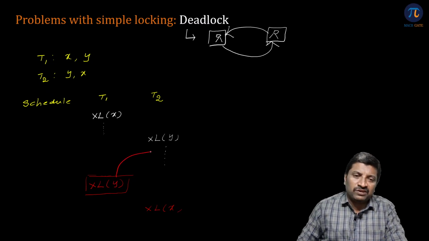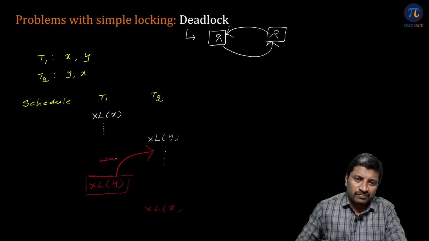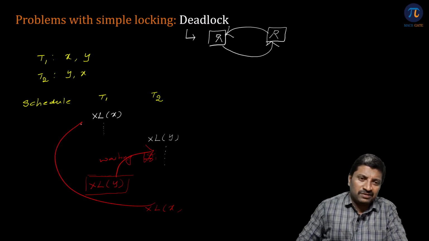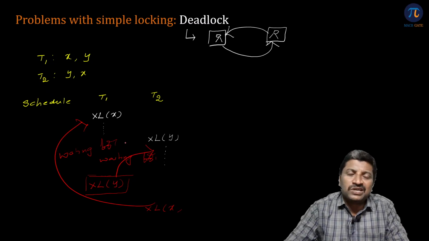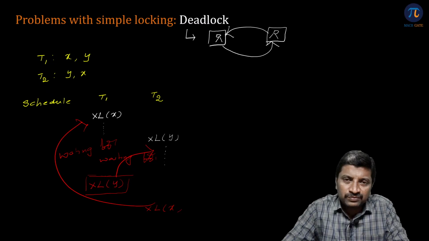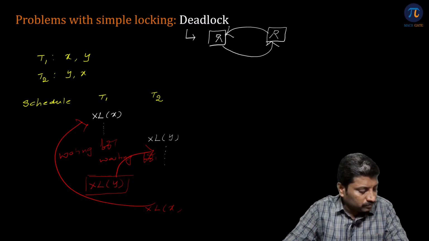So this one is waiting for this fellow, and this fellow is waiting for this fellow. So what will happen, sir? They will wait for each other for a lifetime. So this is the concept of deadlock. Hope you understood it.